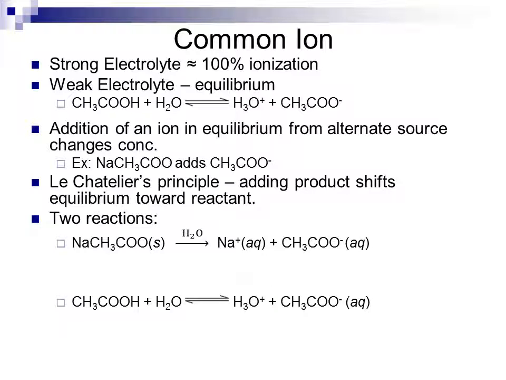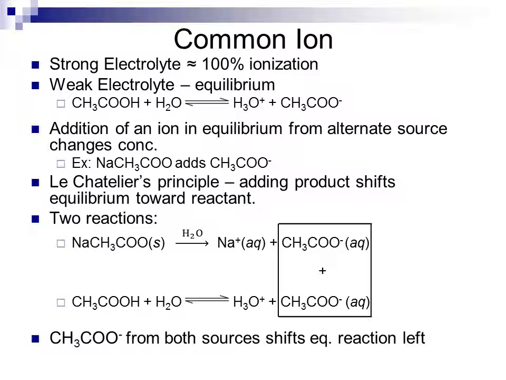The two reactions which occur overall are the dissolution of sodium acetate to form sodium ion and acetate ion, and the equilibrium ionization of acetic acid to form hydronium and acetate. Seeing here, we have acetate in two different places. We add this together to get the total amount of acetate that's formed. So it's coming from both. The acetate comes from both sources, and it shifts the equilibrium of the reaction to the left.